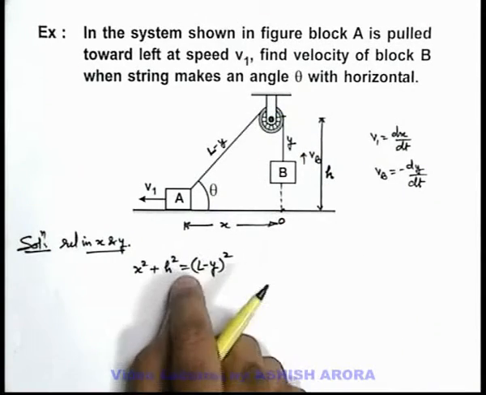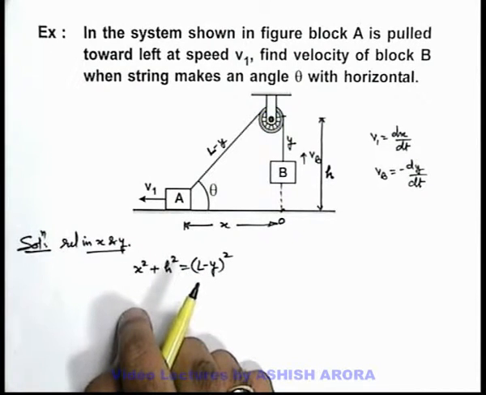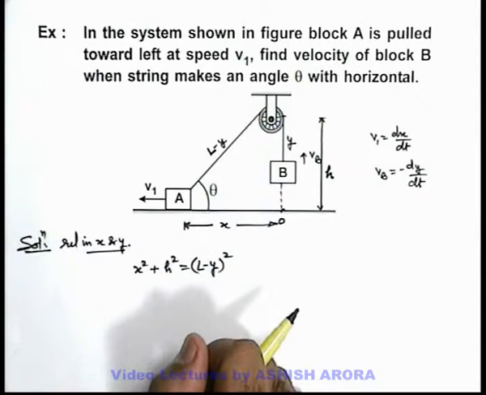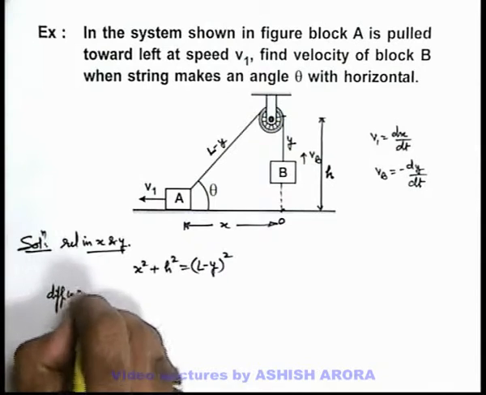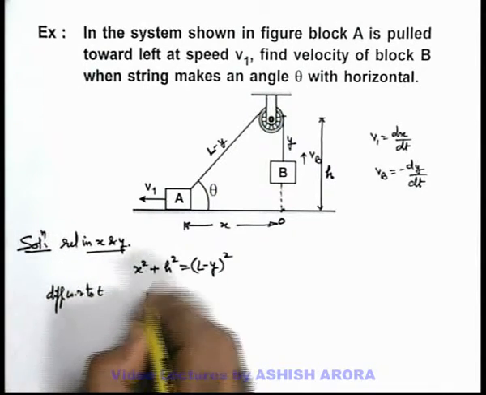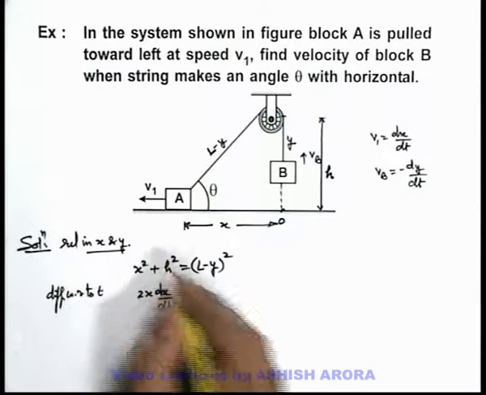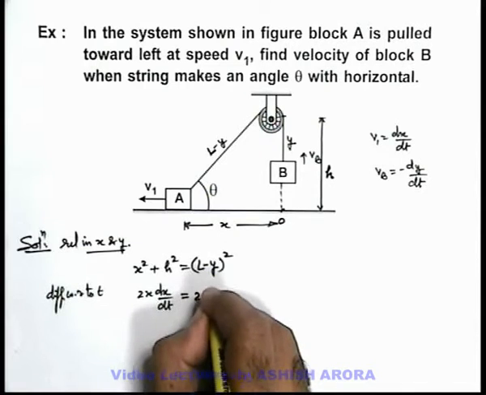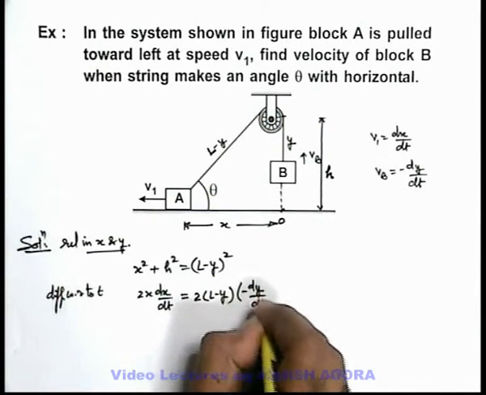I can introduce any number of constants because I know that I'm going to differentiate this expression, and a constant will certainly become 0 on differentiation. Here if I differentiate it with respect to time, x square will become 2x into dx by dt. H square differentiation becomes 0. On this side it will become twice of L minus y into minus dy by dt.